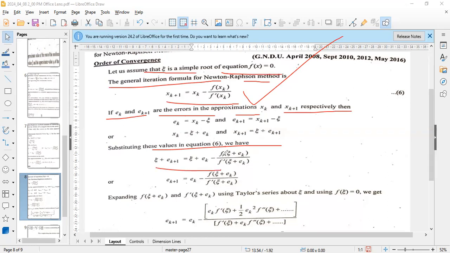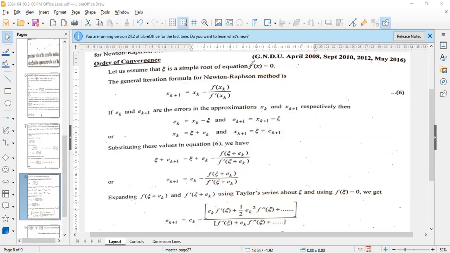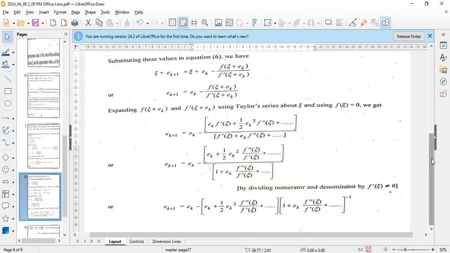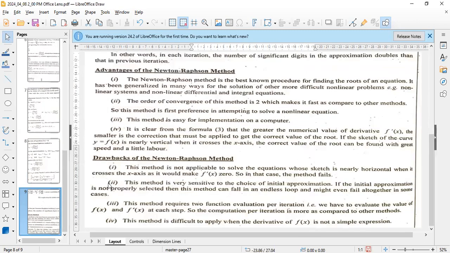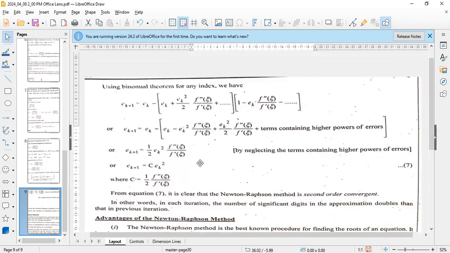This gives ek plus 1. Expanding this using Taylor series and simplifying, lastly we get the result that the Newton-Raphson method is second order convergent.